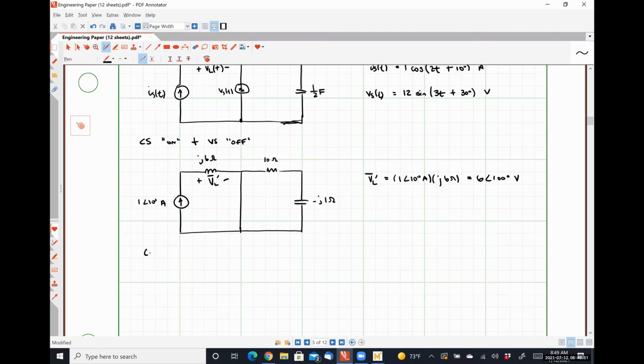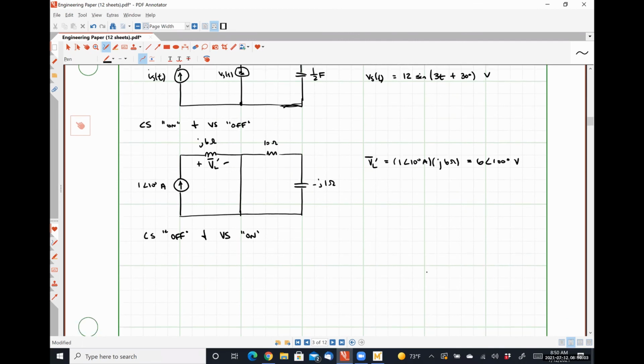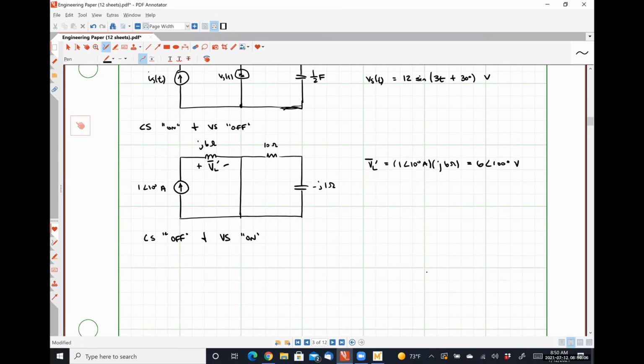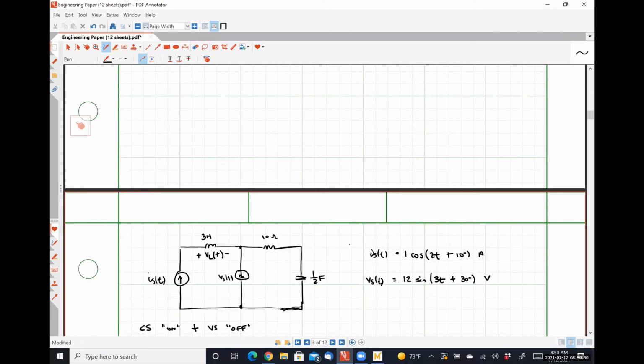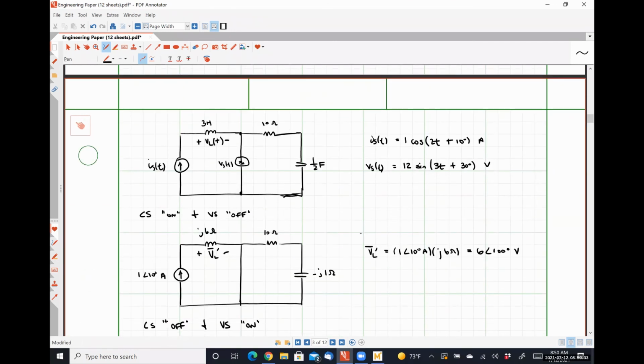Now let's do current source off and the voltage source on. So my current source off, it's going to be an open circuit. My voltage source here is going to look like, gosh, let's see, 12 angle 30.